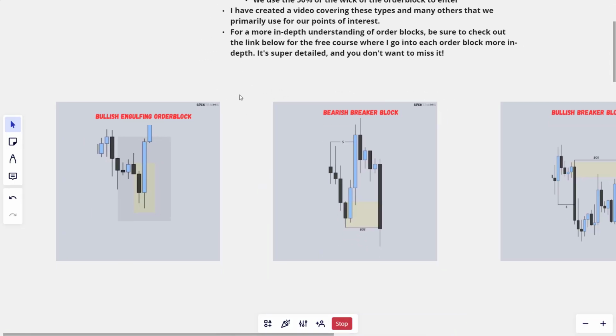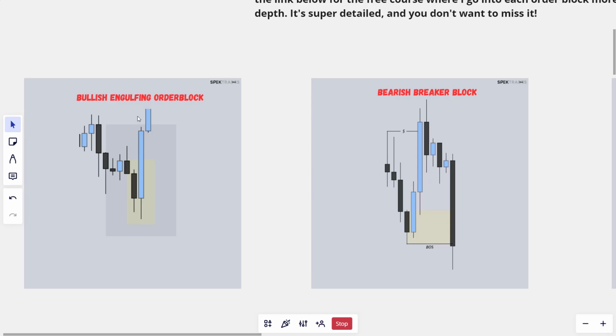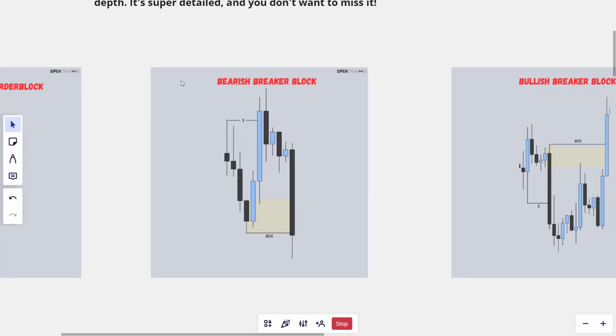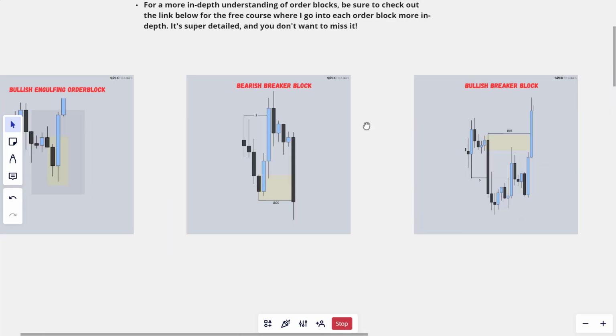So right here is just some basic markups. This is what a bullish order block may look like. As we can see, a bearish candlestick that is engulfed by a bullish candlestick. So this is a bullish engulfing order block. And right here is a bearish breaker block: the last bearish candlestick that did the liquidity sweep before price comes and purges through it. So right here is our bearish breaker block.